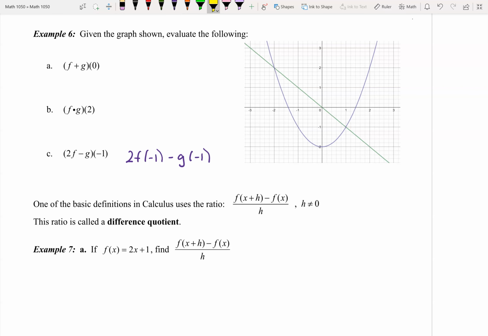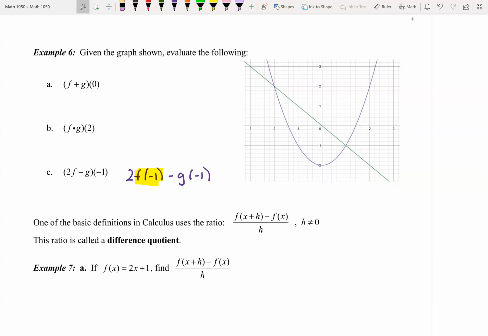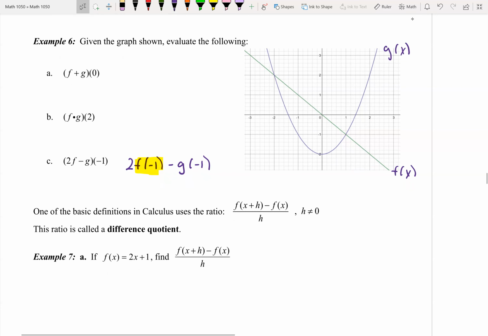And now you have to evaluate f of negative 1. Remember, negative 1 is an x value. So if x is a negative 1, the f of x, and it doesn't define it, I'm going to say, I don't know which is which, and I'm so sorry about that, but we're going to say f of x is the green, and g of x is the parabola. Hopefully I got that right. It matched with the other ones. So anyway, if x is a negative 1, your f of x is the green line.